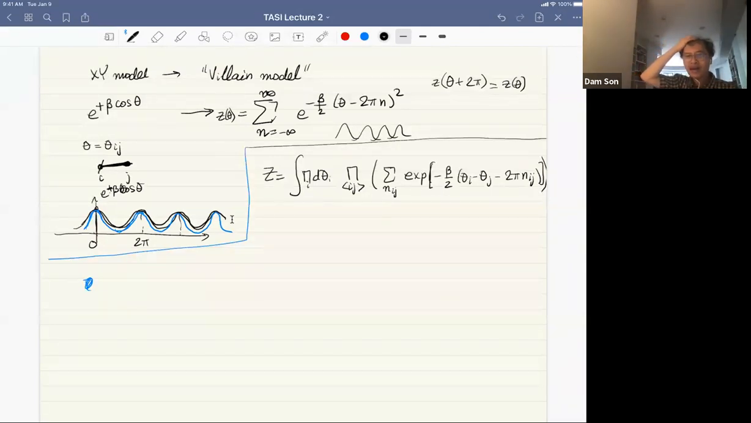Now I'm going to outline how we can perform a duality transformation on this model. First of all, this integral over theta originally goes from 0 to 2 pi, right? But without losing anything, I'm going to extend the range to minus infinity to plus infinity.